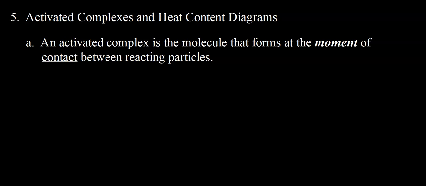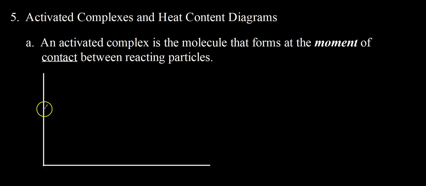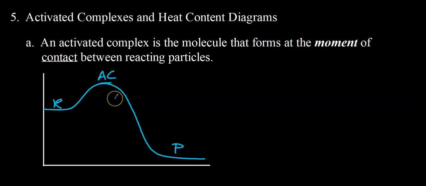Let's draw a heat content diagram. Exothermic. So again, we got reactants here, products here. How about on this curve? Where on this curve represents the activated complex, this high energy intermediate particle? Right there, top of the hill, as you can see also in the book.